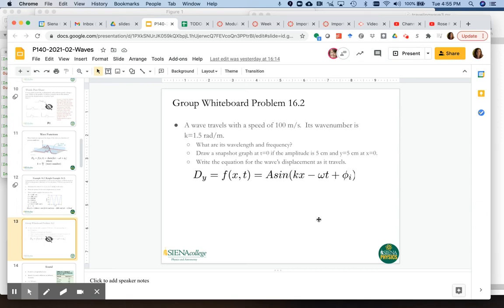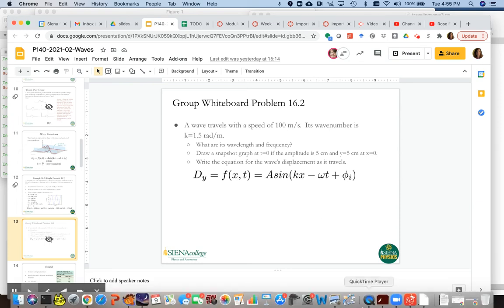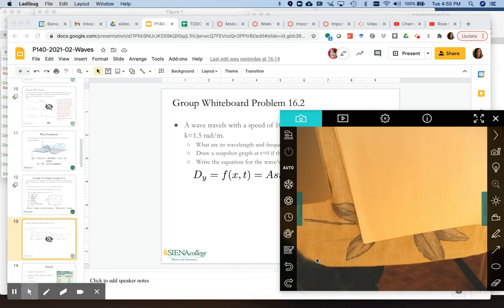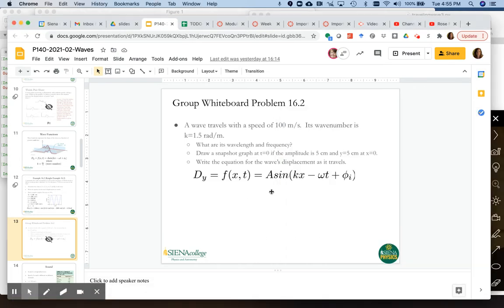Hi, we're going to do whiteboard problem 16.2. And we'll just read through this here. So we have a wave traveling with a speed of 100 meters per second. That's pretty darn fast. I'm going to start writing my list of knowns here. 100 meters per second. Its wave number K is 1.5 radians per meter. And then, so the first part, we want to find the wavelength and the frequency.